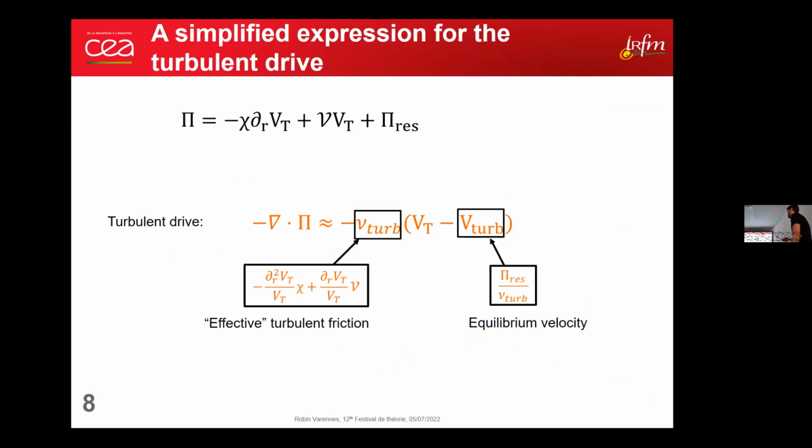It can take a form similar to the one we see for the magnetic braking by defining some kind of effective turbulent friction that takes into account the viscosity and the pinch, and some kind of turbulent equilibrium velocity that takes into account the residual stress and the effective turbulent friction. So I will talk about turbulent friction, but keep in mind that the physics is actually viscous, and it's also a pinch that plays a role here. It will be easier to play that game.